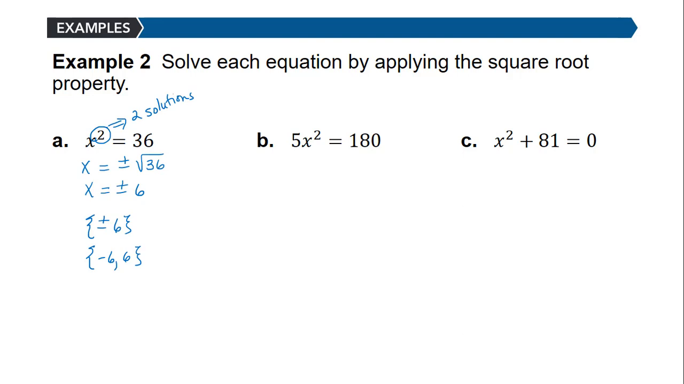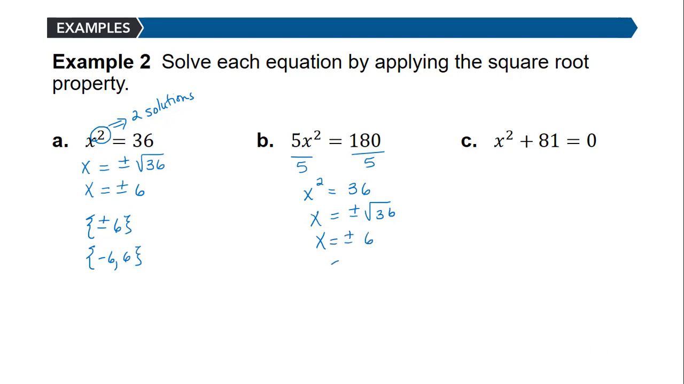In part B, I have the equation 5x squared equals 180. So again, I'm seeing that I don't have just a variable x. So I can isolate the x squared by dividing by 5. And this gives me x squared is equal to 36. And so x is equal to plus or minus the square root of 36, or plus or minus 6.